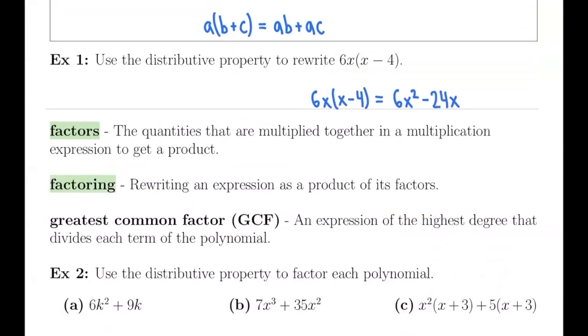All right. So if you have a polynomial, which is basically a sum of monomials, and you're trying to factor it, what you're doing is finding an equivalent expression that's a product.